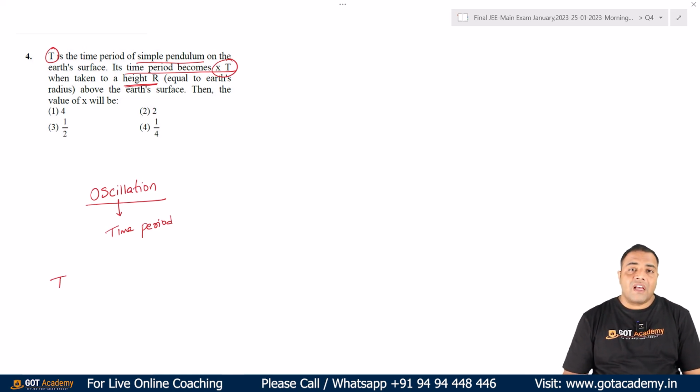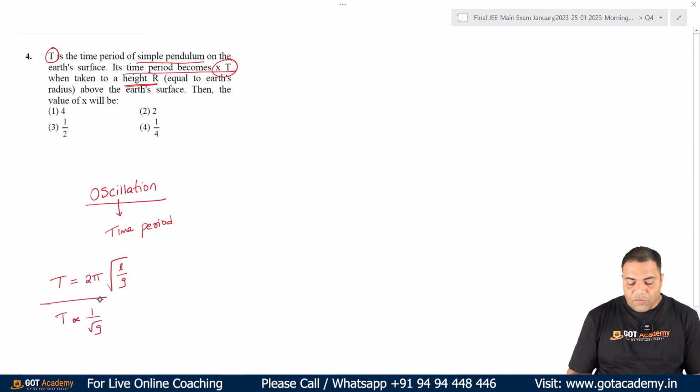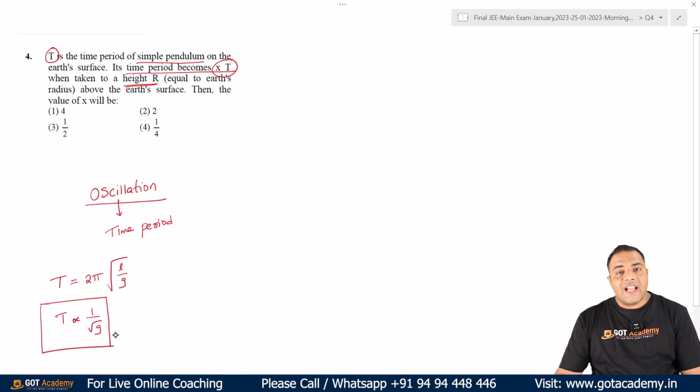So from the given data, you understood that time period data is given. But what is the other data? It has been taken to a height, some height. So if some height is taken, what will change? g, acceleration due to gravity, will change. So now we have to frame the relation between time period and g. We know that T equal to 2π root over L by g. So from this, the time period is proportional to 1 by root g. This is the relation we have to frame. With this, we have to continue our further explanation.